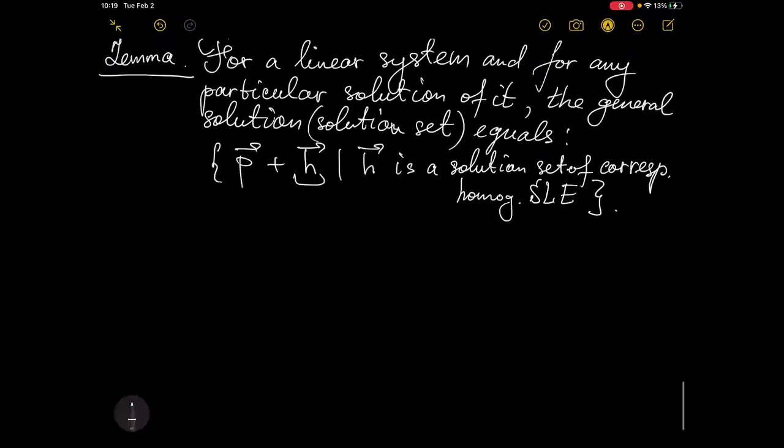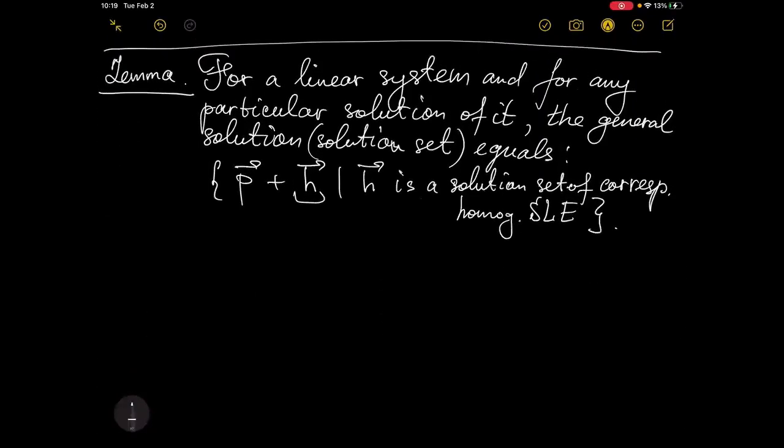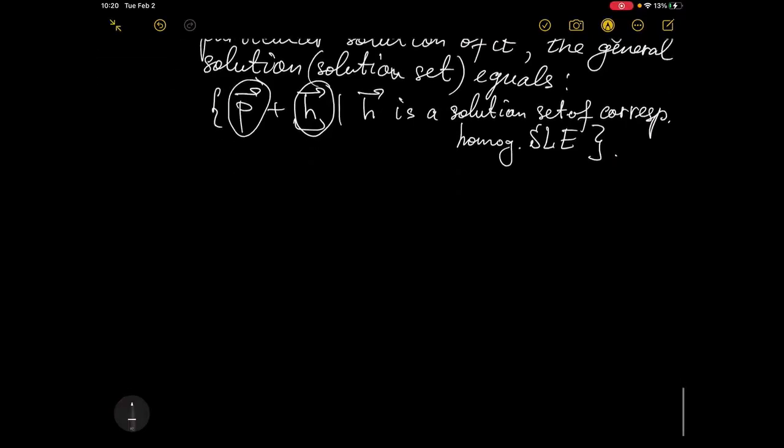Okay. So the statement is the following: if I am able to find any particular solution, which means just any solution of my original linear system, regardless whether it's homogeneous or not, then the solution set will be this particular solution plus the solution set of the homogeneous system. Okay, proof.